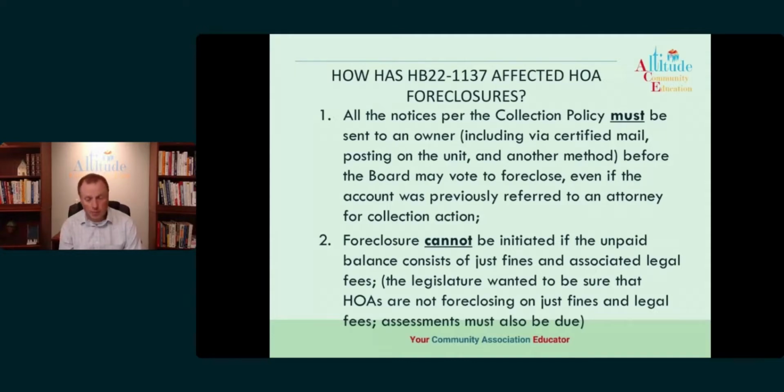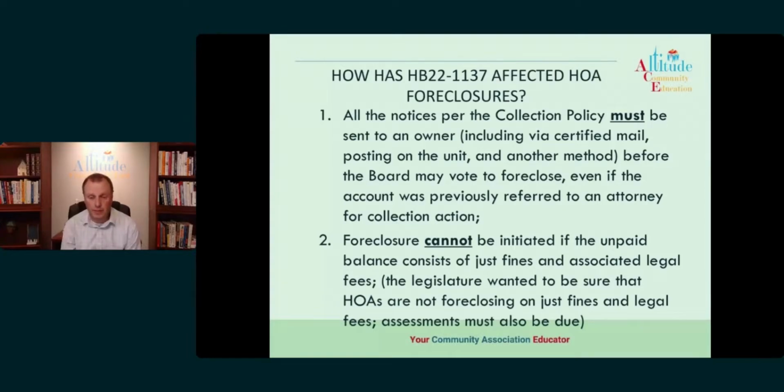So typically what's going to happen before you get to a foreclosure, the association is going to go through its collection policy. It's going to send all of these notices. And then once the association has not been able to collect, the attorney for the association is going to recommend maybe we should move forward with the foreclosure.